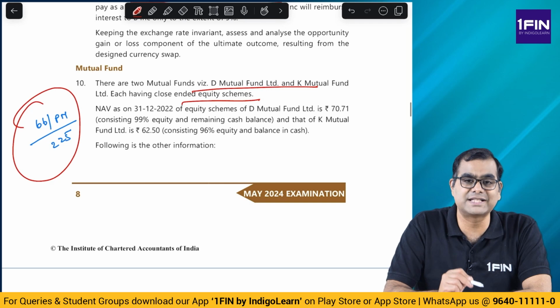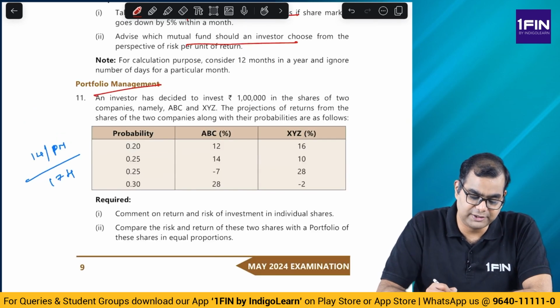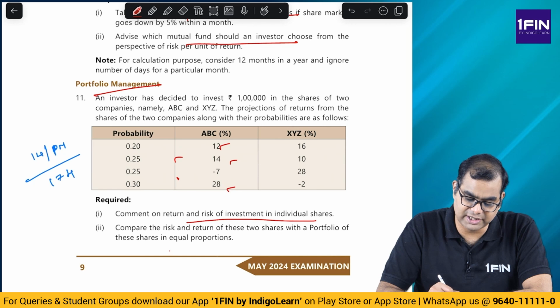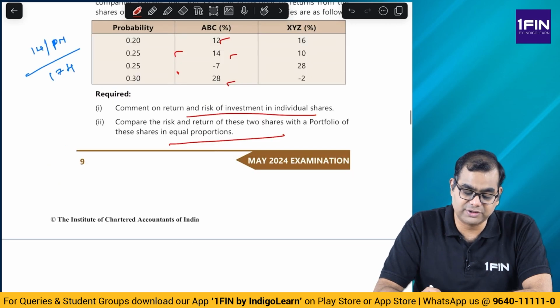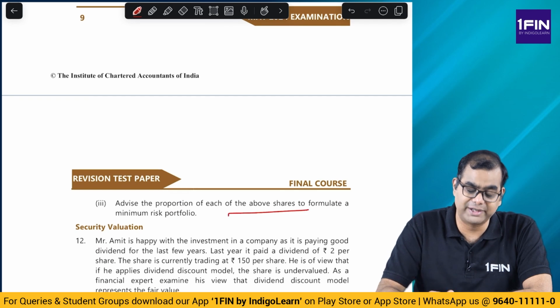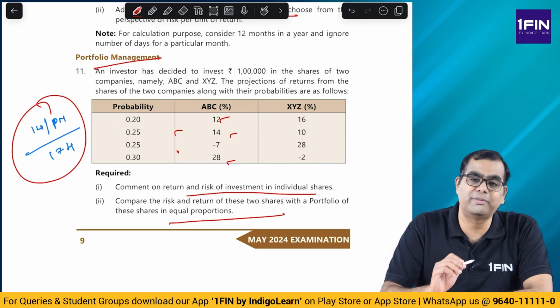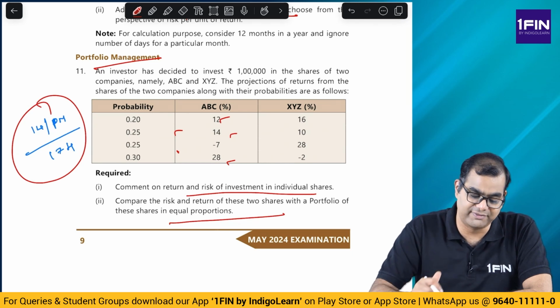Question number 66, page number 225. Then the portfolio management chapter. You've got 2 companies with returns, their probabilities. You're required to comment on the risk and return of the individual share. Compare the risk and return of these 2 shares with the portfolio of these shares in equal proportion. Advise the proportion to formulate a minimum risk portfolio. This also is question number 14, portfolio management chapter, page number 174.